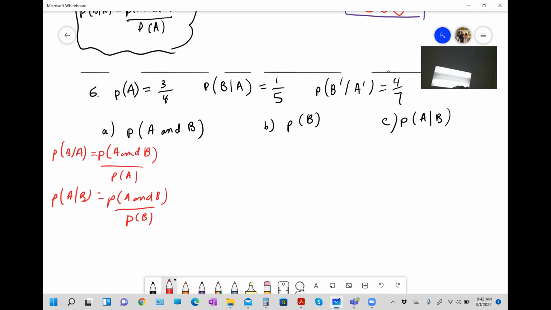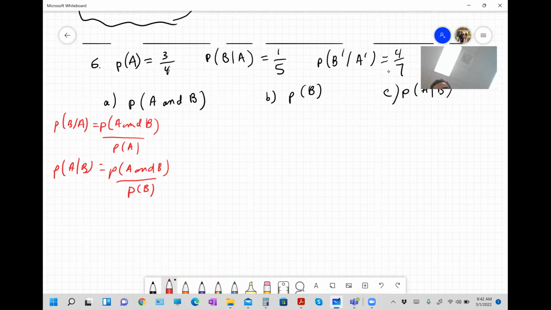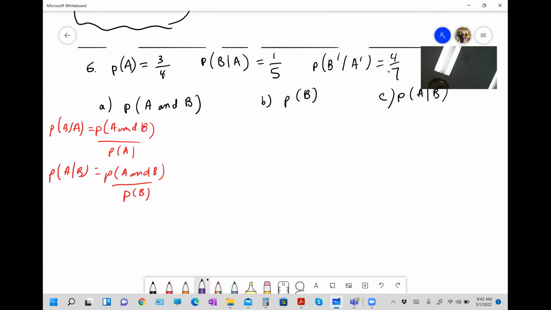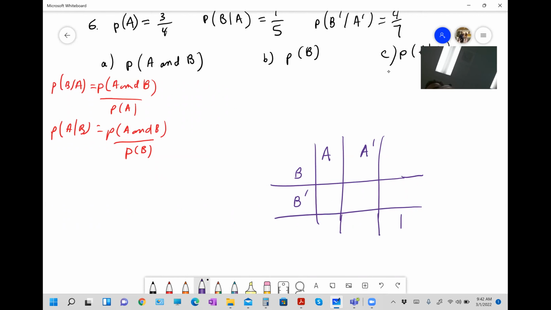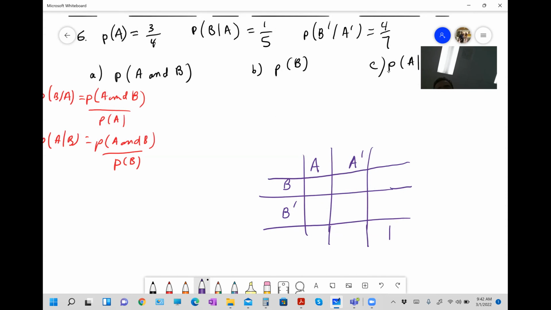They're both equivalent. Now, here in this question, they've given you a few things, and I want to go ahead and create something here. Since we have A, not A, B, and not B, I'm going to make this little table here. I know that if I add up all my probabilities, it's going to equal 1, and that's the part of the table I reserved for that. Now, the probability of A is 3/4, so I already know the probability of not A is 1/4. You know this for sure.